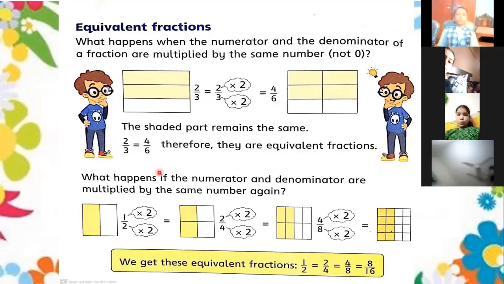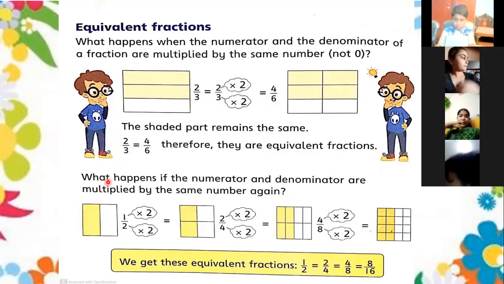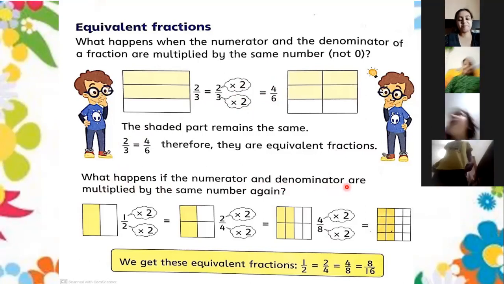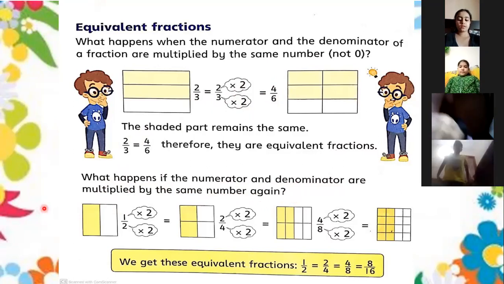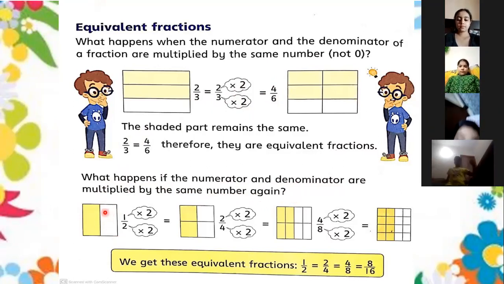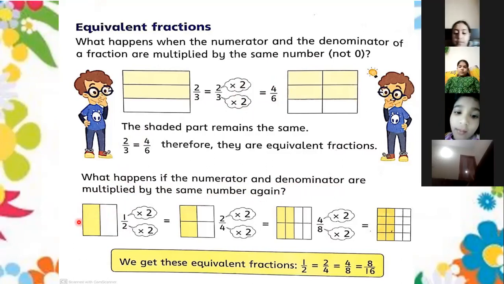So you can see here what happens if the numerator and denominator are multiplied by the same number again. Here this is another shape. This shape is divided into 2 equal parts, out of which 1 part is shaded.